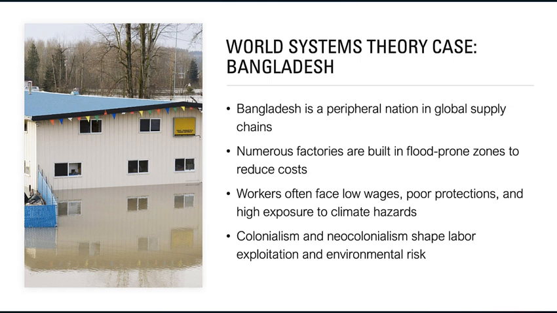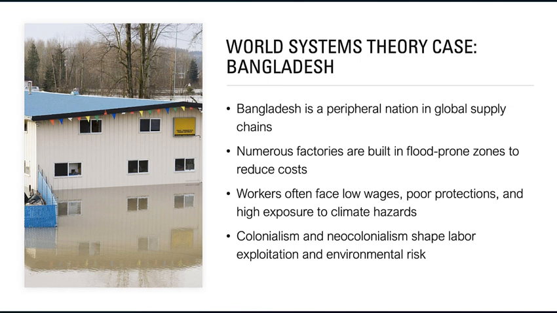Bangladesh offers a powerful example of world systems theory and disaster vulnerability. As a peripheral nation in the global economy, Bangladesh plays a key role in supplying cheap labor for the garment industry. Major brands like H&M, Zara, and Walmart have been known to source clothing from factories in Dhaka and other urban centers. Some of these factories have been built in low-lying, flood-prone areas with minimal safety standards.